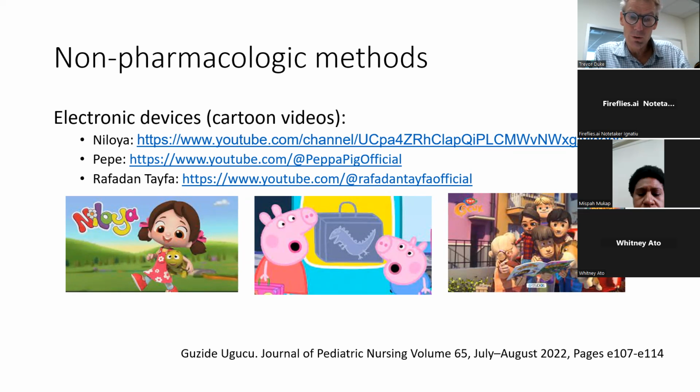The first one's called Naloya. I think that's very good. And Peppa Pig, of course, many people use. And there's one which is in Arabic called Rafadan Taifa, and that's for older kids. I think that's very useful. They're 3 electronic cartoon videos that you can get on YouTube. These are the YouTube links that have been shown.